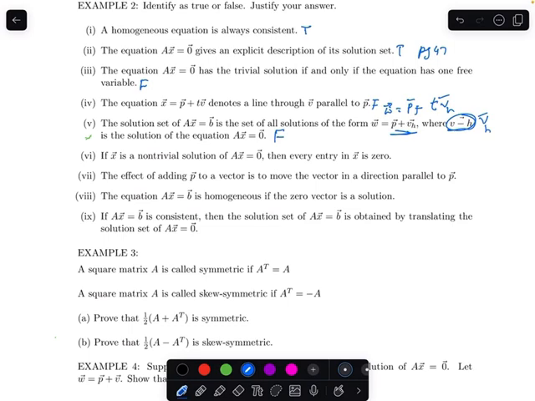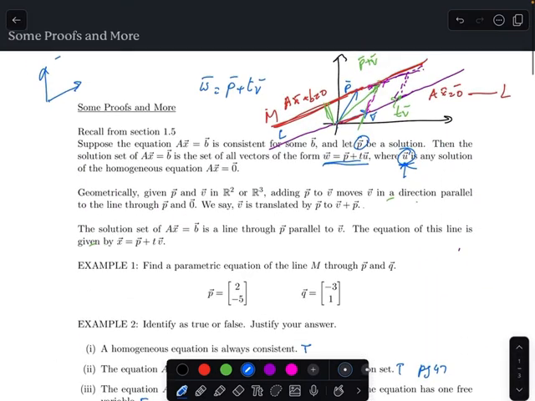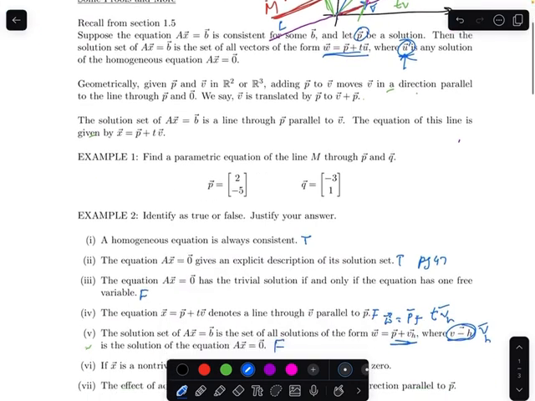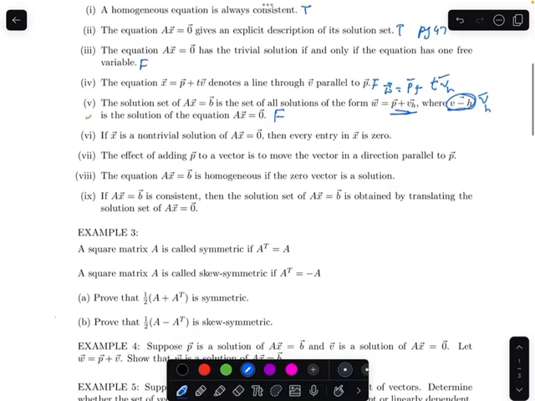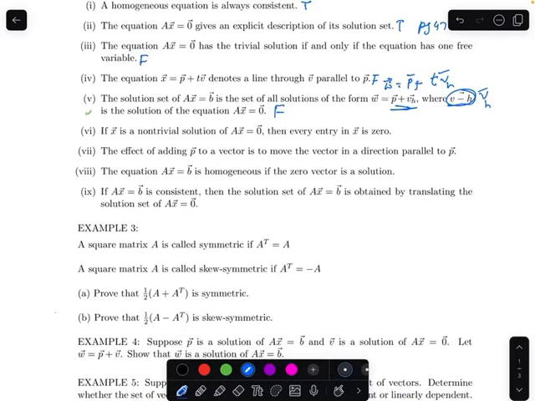Number 6: if x is a non-trivial solution of AX is equal to 0, then every entry in x is 0. This is again false, because if it is non-trivial, then it has to have at least one entry non-zero. If all entries are 0, then that is the trivial solution. So this is false. Number 7: the effect of adding p to a vector is to move the vector in a direction parallel to p.